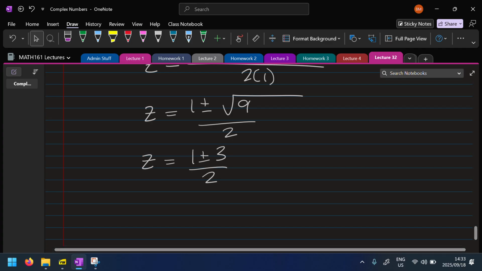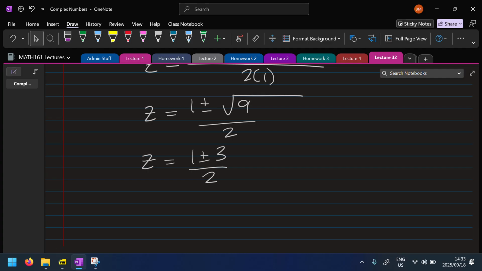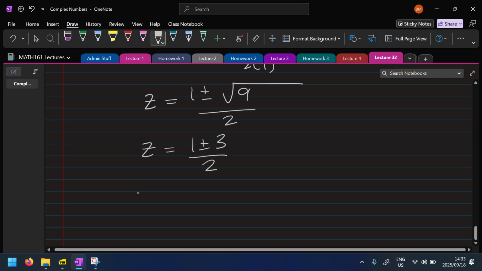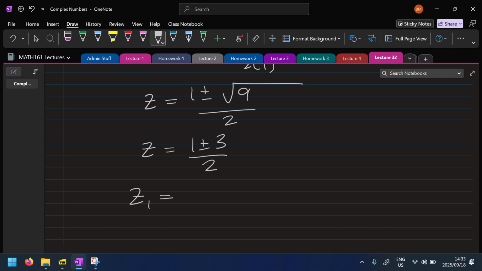But we know that real numbers are just complex numbers with y being 0. So these are still complex. So we get Z1. This will be 1 plus 3 over 2. That will be 4 over 2, which is 2. And Z2, that will be 1 minus 3 over 2. That will be minus 2 over 2. That will be minus 1.